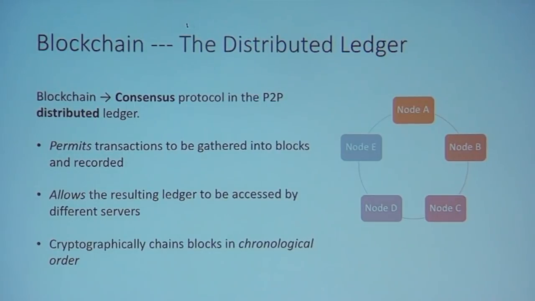The term blockchain came with Bitcoin. Although it has been accelerating recently, we still value it as a wonderful idea to create a decentralized consensus system. For the P2P distributed ledger, blockchain defines a protocol that permits transactions to be gathered into blocks and recorded. Blocks are immutable when created, and the transactions are stored on blocks. Every node in the distributed network can access the consensus ledger by looking through the blockchain history.